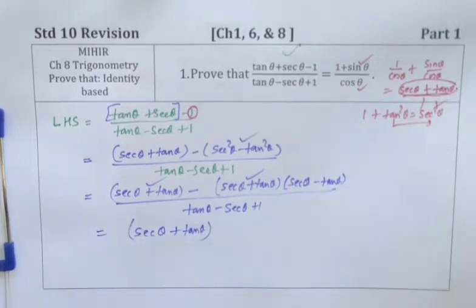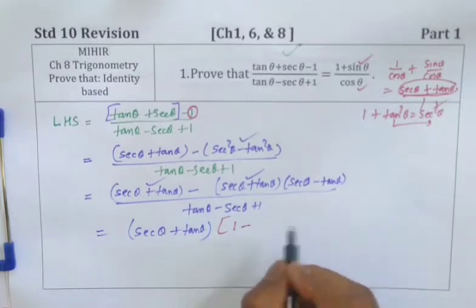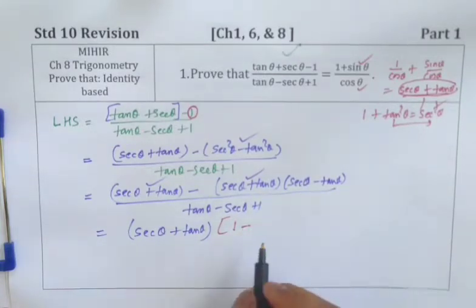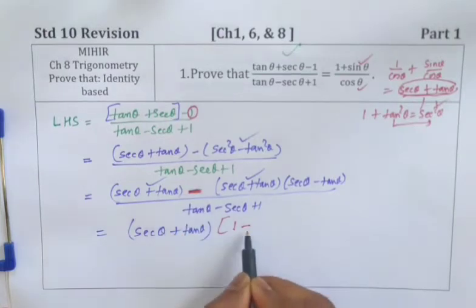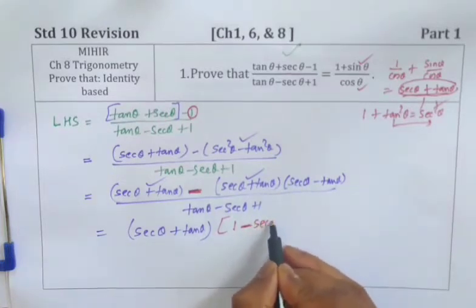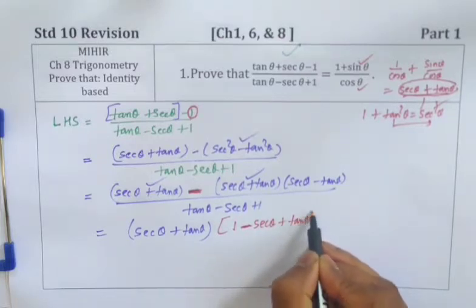Ye common nikla. Right? Abhi bacha kya bracket mein? Yahan to 1 rahega. Aur yahan bracket mein likhna padega. But I'll be careful because of this minus sign. Alright? But I'll be careful of changing the sign. I'm writing directly. Plus sec theta will become minus sec theta. Minus tan theta will become plus tan theta.